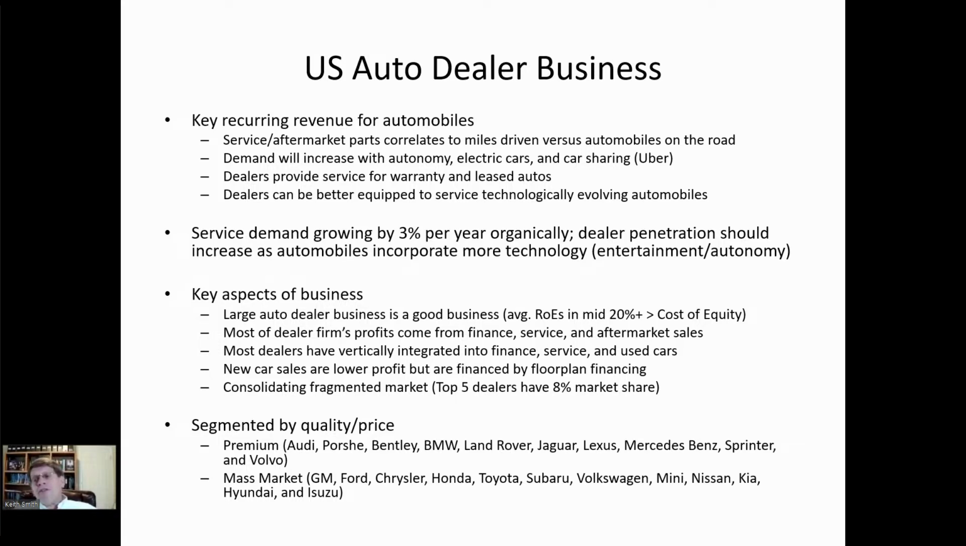The key thing about this, if you look at the service aspect of it, is that as autonomous driving happens, every car's sensors are going to need to be calibrated. And that's a huge service bump in terms of what's going to happen going forward.